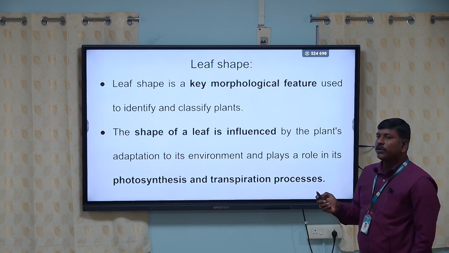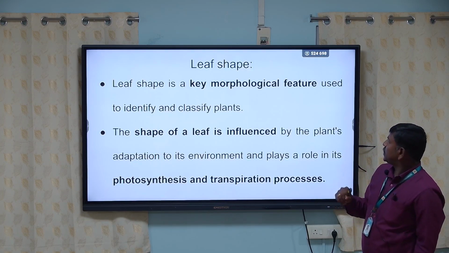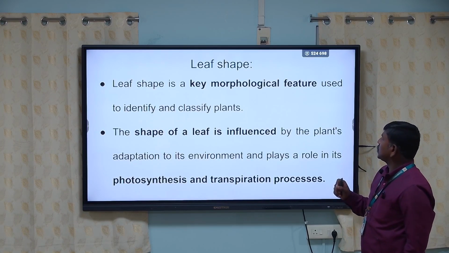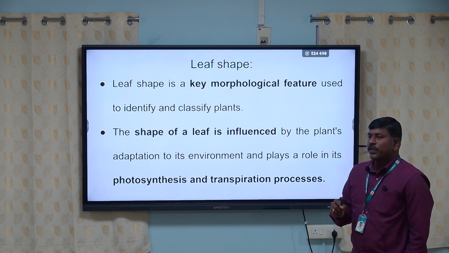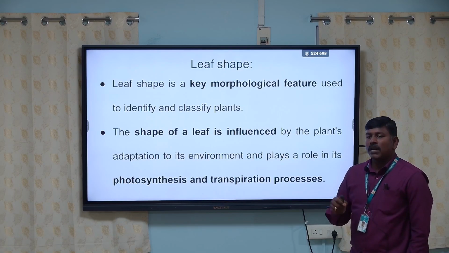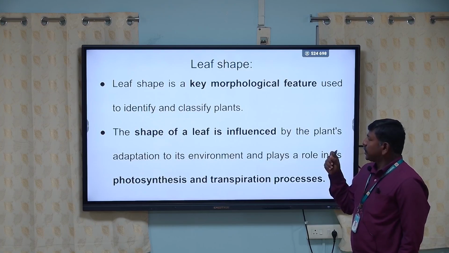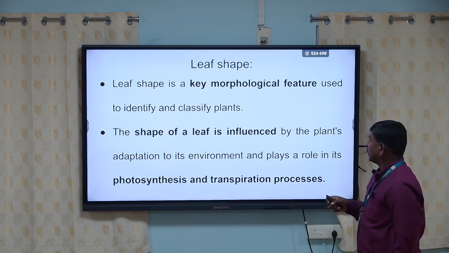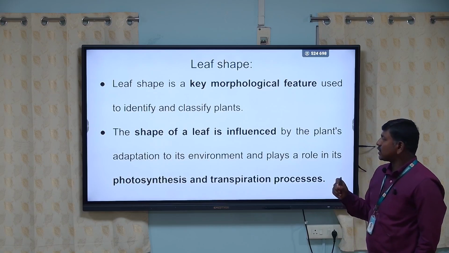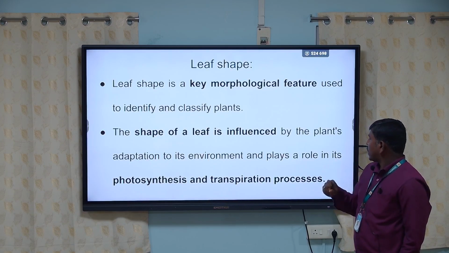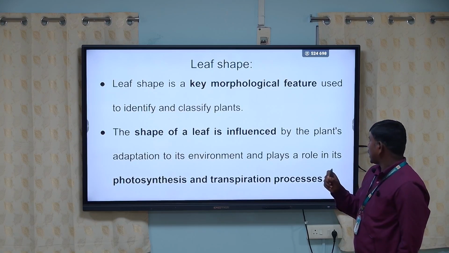Next we are going to see the leaf shape. Leaf shape is a key morphological feature used to identify and classify plants. So without the leaf we cannot identify or classify the plants. So the leaf shape is very important. The shape of the leaf is influenced by the plant's adaptation, its environment, and plays a role in photosynthesis and the transpiration process.